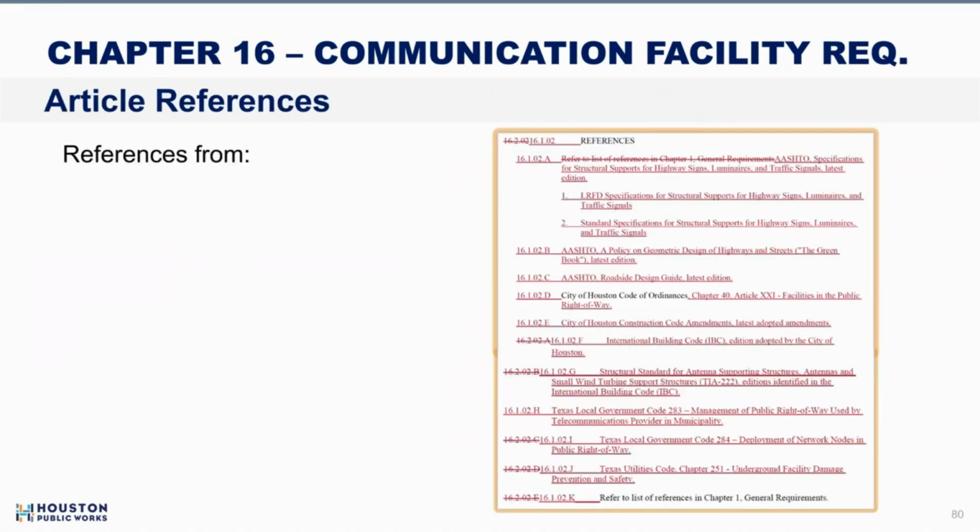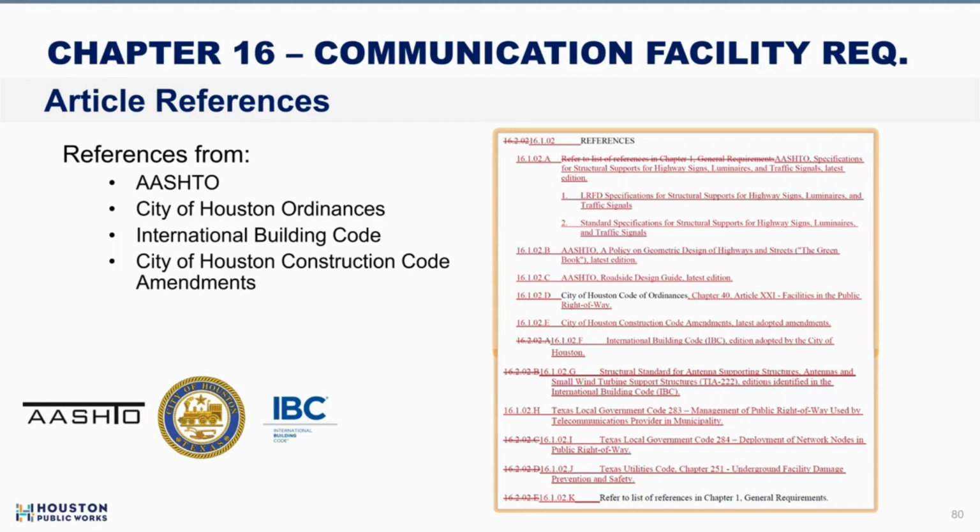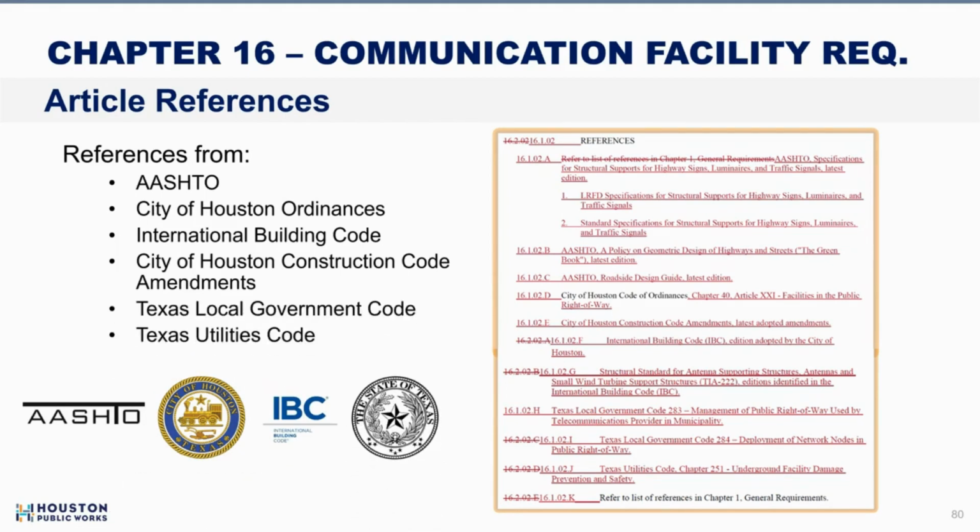Article references have been compiled and expanded under Section 16.1.02. Previously, a few references were made and scattered throughout the chapter. The list includes governing articles revolving around safety, structural, design, and deployment of communication facilities, such as AASHTO, the American Association of State Highway and Transportation Officials, city ordinances, international building codes and associated city amendments, and Texas local government and utility codes. To prevent conflict between this chapter and applicable regulations, it is necessary to reference city, state, and standard codes that govern communication facilities.